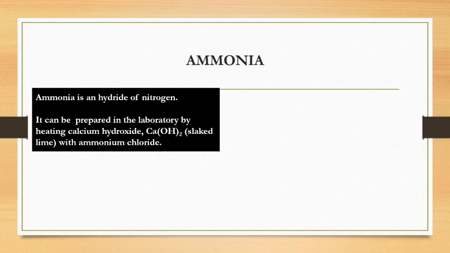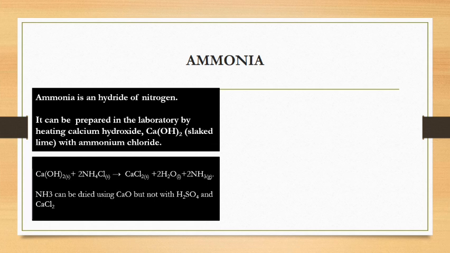Ammonia can be prepared in the laboratory by the reaction between calcium hydroxide, which we also call slaked lime, and ammonium chloride. What we are saying in essence is that if we combine calcium hydroxide with ammonium chloride, it gives calcium chloride plus water as well as ammonia. Now this ammonia that is produced can be dried using calcium oxide. Calcium oxide is actually a drying agent.